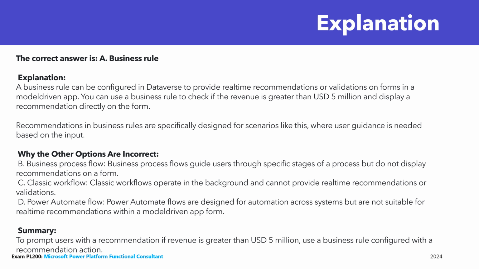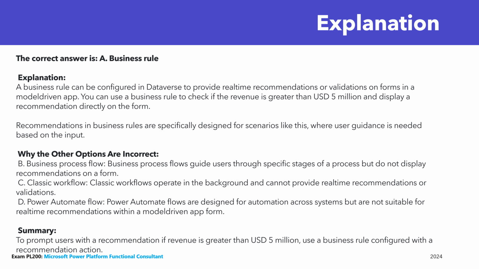The correct answer is A. Business rule. Explanation. A business rule can be configured in Dataverse to provide real-time recommendations or validations on forms in a model-driven app. You can use a business rule to check if the revenue is greater than USD 5 million and display a recommendation directly on the form.